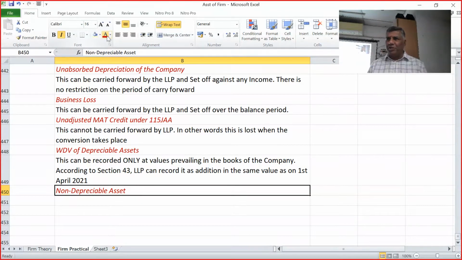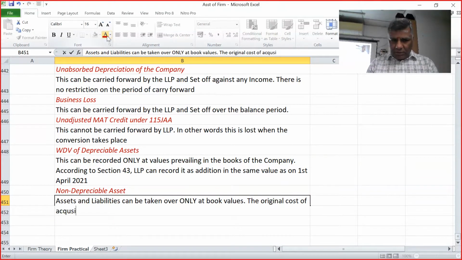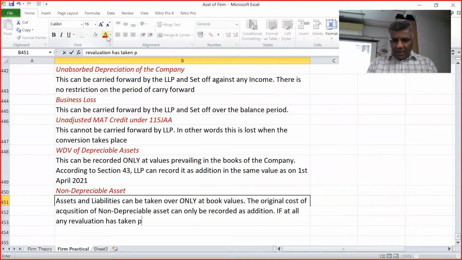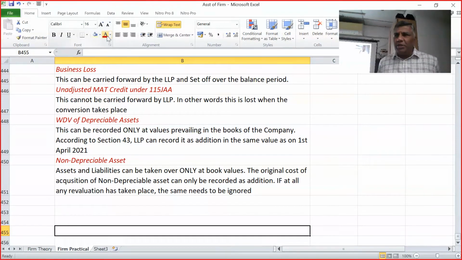Non-depreciable asset, same provision. Okay, assets and liabilities can be taken over only at book values. The original cost of acquisition of non-depreciable, mainly land asset, can only be recorded as addition. If at all any revaluation has taken place, the same needs to be ignored. If there is any revaluation at the time of conversion, probably it is for books of accounts and not for books of income tax law. So the same needs to be ignored.